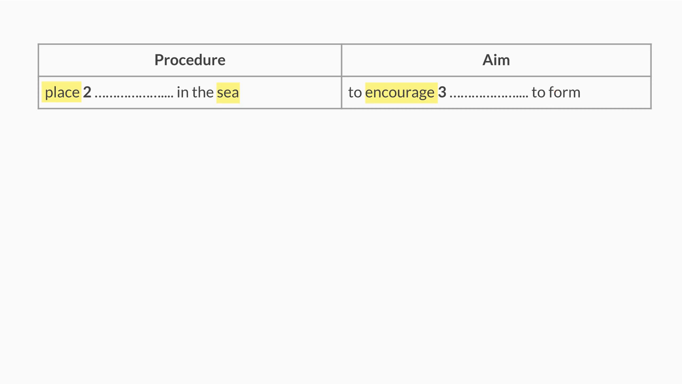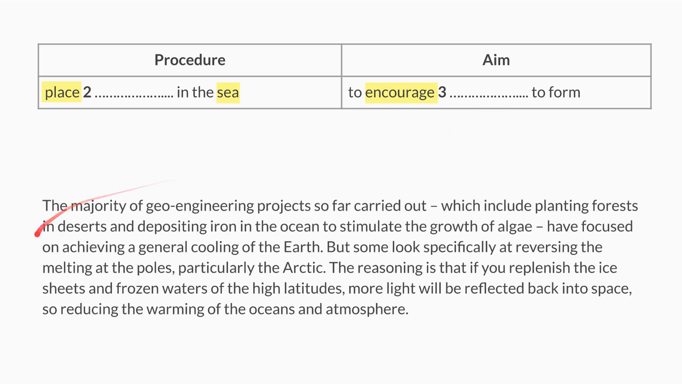Now, we don't have great keywords, but still, it's going to be relatively easy for us to answer these questions. Why? Because we already know where we found the answer to question number 1 and where we found the answer to question number 4. So there's a very high probability that we're going to find the answers to question number 2 and 3 in between our answers for number 1 and number 4. So we're going to go to our reading passage now, and let's start scanning for these keywords: place, sea, encourage, and form.